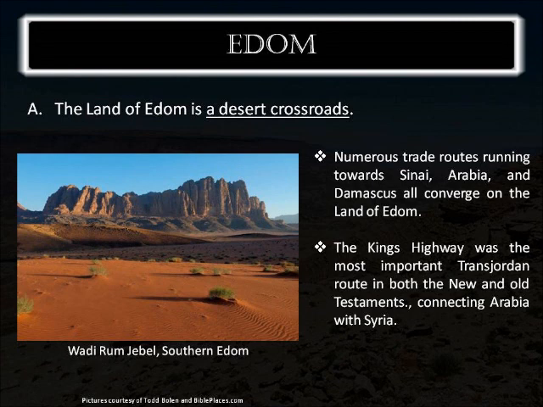Now, keep in mind, this King's Highway that goes through Edom is the most important Transjordan route. It will be important in the New Testament. It'll be important in the Old Testament. And it's important because it's one of the major ways that connects the land of Arabia with Syria. And it does so without having to take any of the far western roads like the Via Maris or the International Coastal Highway.